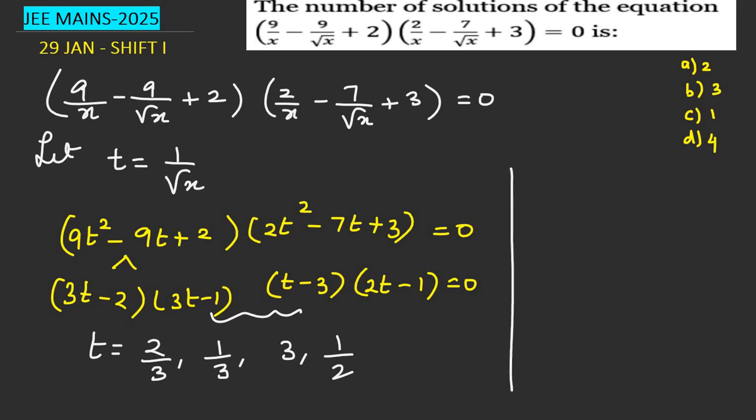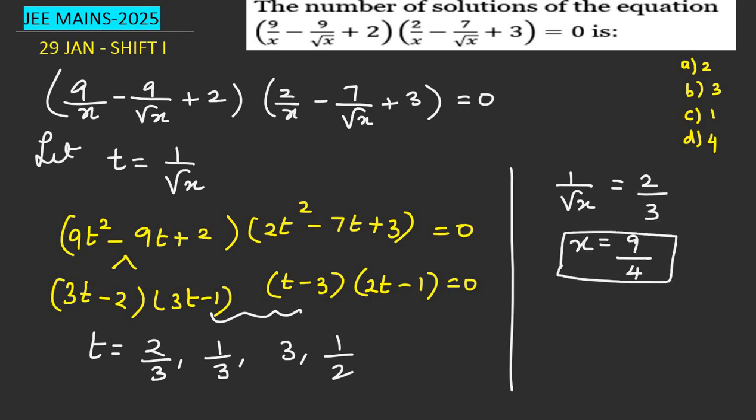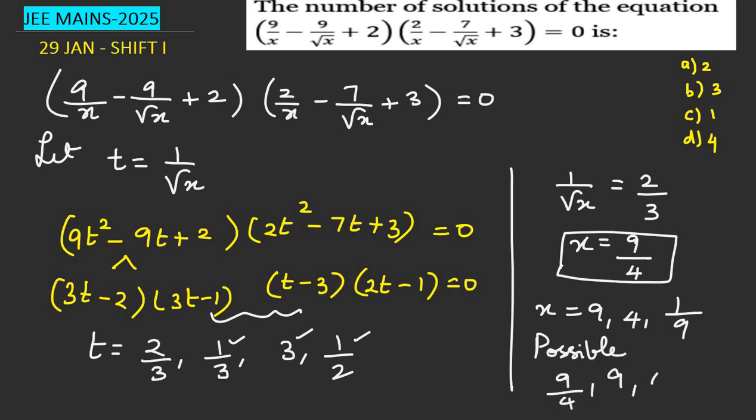So let t is equal to 2 by 3, which implies 1 by root x is equal to 2 by 3, x is 9 by 4 when t is equal to 2 by 3. Similarly, equating 1 by root x is equal to 1 by 3, 1 by root x is equal to 3 and 1 by root x is equal to 2. The remaining possible solutions are x is equal to 9, 4 and 1 by 9. So the possible solutions for the given equation will be 9 by 4, 9, 4 and 1 by 9. So the number of solutions will be 4 solutions.